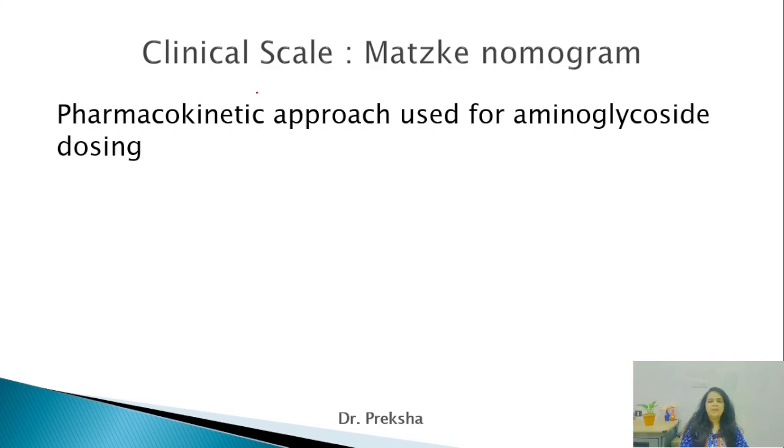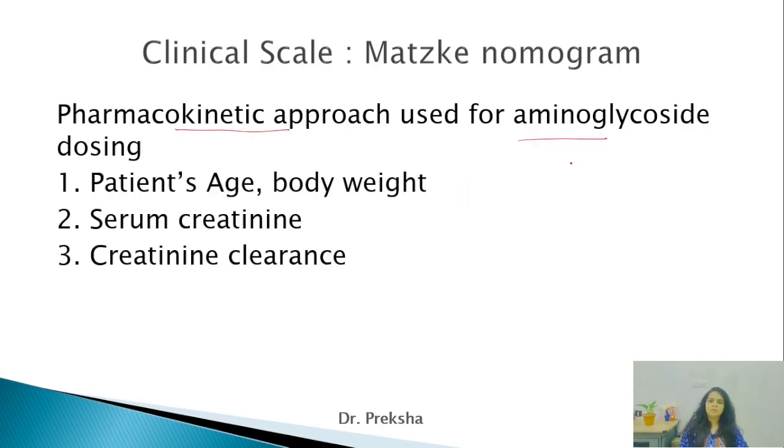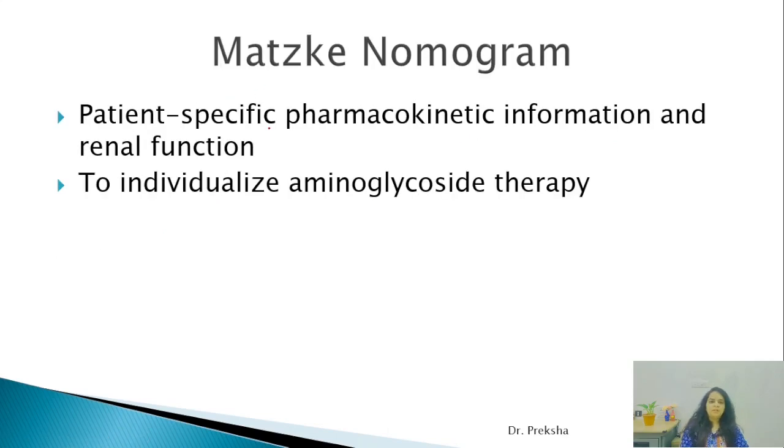Matzke nomogram is one of the important clinical scales and it is the pharmacokinetic approach used for aminoglycoside dosing. And the aminoglycoside drug that is used for Matzke nomogram is vancomycin. To determine the dosing of the aminoglycoside, you will need the patient's age, body weight, serum creatinine, and creatinine clearance. The Matzke nomogram gives patient-specific pharmacokinetic information, and based on the renal function, you can decide the aminoglycoside therapy for the individual patient.